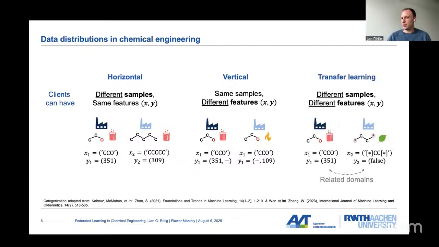And then the last categorization is the transfer learning one, where we have different samples and different features. And this is quite common also in the chemical industry. So we have companies working on different regions of the chemical space. So this could be one company working more on small organic molecules and the other company working, for example, on polymers. But at the end, these are both molecular domains, and also they are somehow related. So we can also use these relations in transfer learning setups.